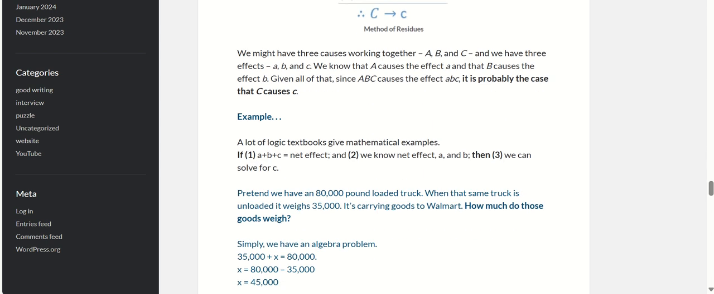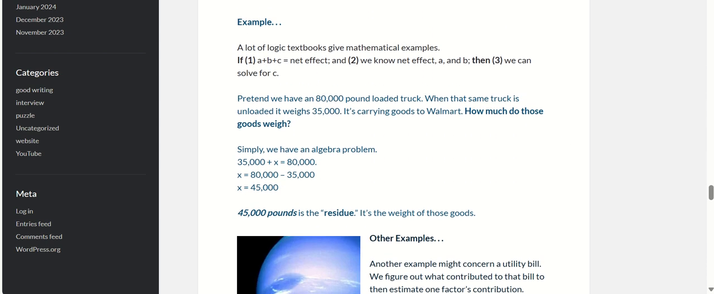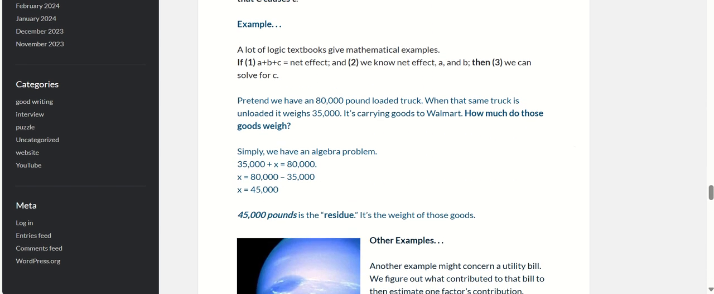And a lot of logic textbooks give mathematical examples. I don't think the examples they give are quite interesting or good, because I've seen examples very much like this used in Patrick Hurley's textbook, which is a contemporary textbook that's often assigned.